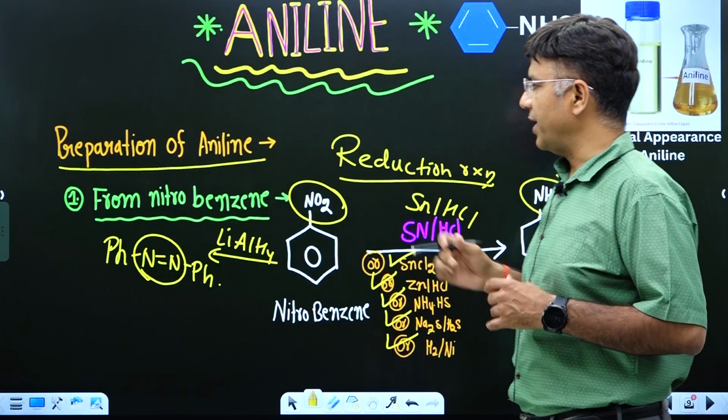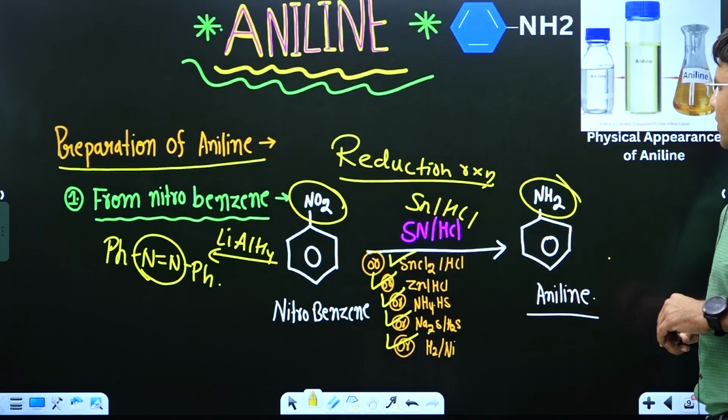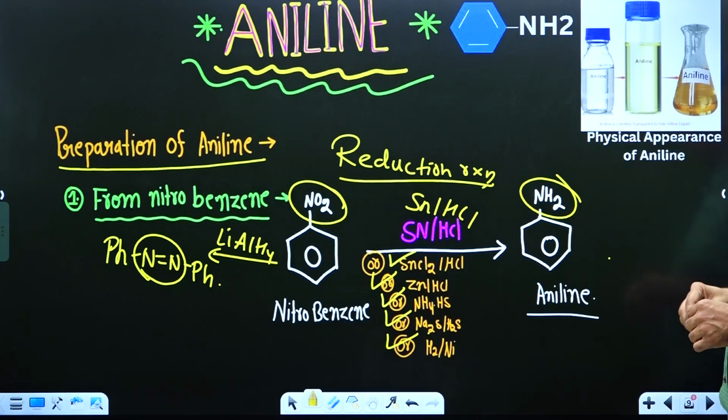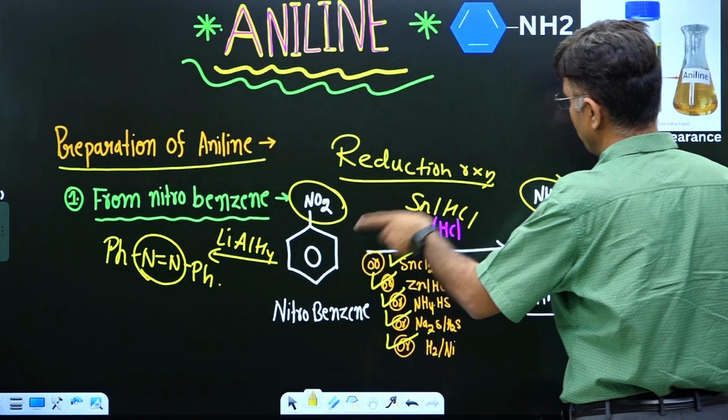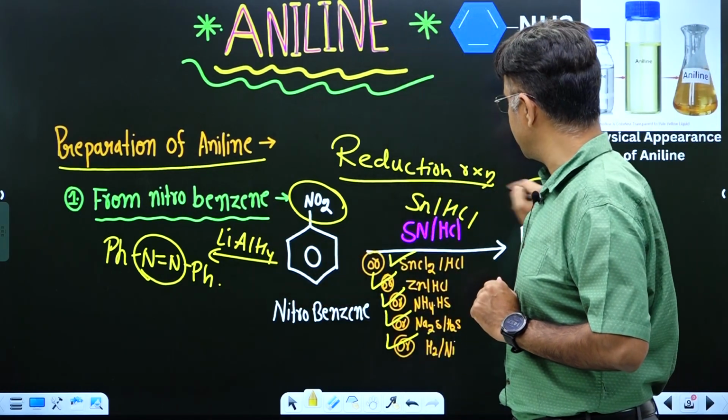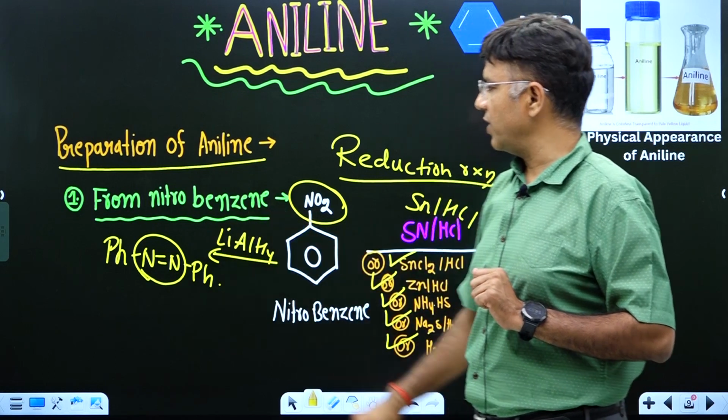So first of all, write down in your notes. This is the physical appearance of aniline, a colorless to pale yellow liquid. The first method is reduction reaction from nitrobenzene to aniline, and the point to remember is we cannot use LAH in this reduction because LAH converts it into azo group.